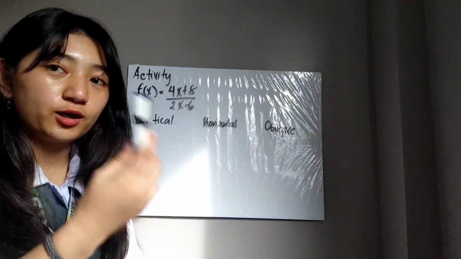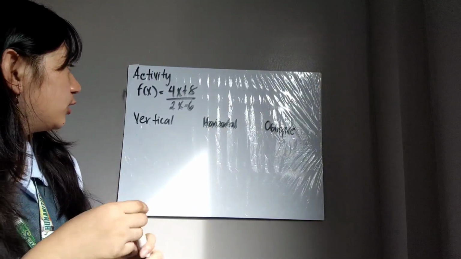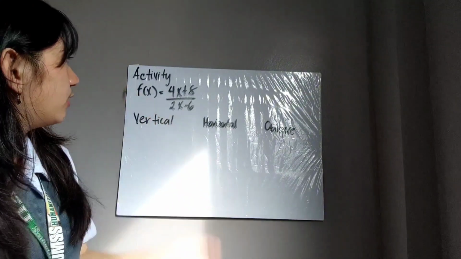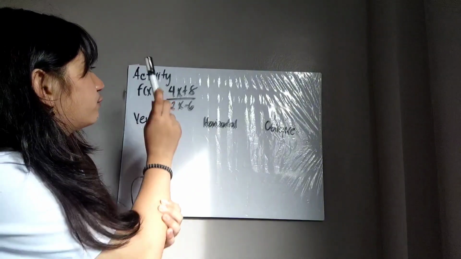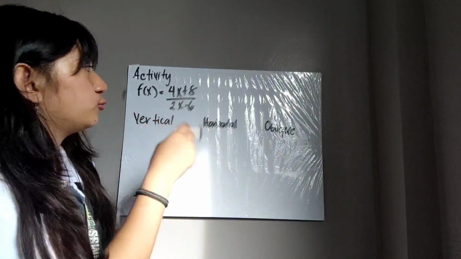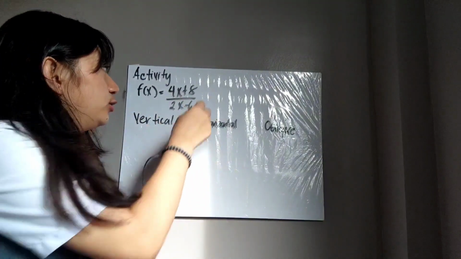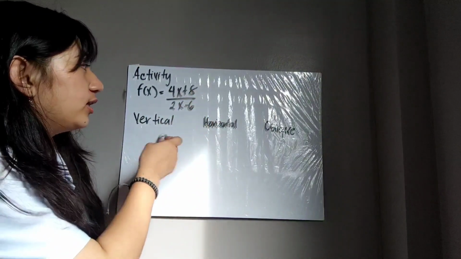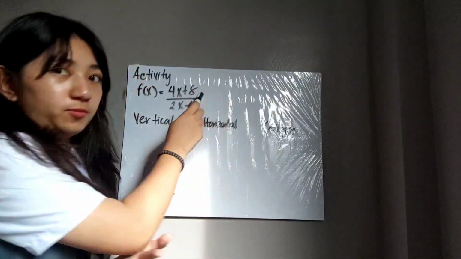So, here's our activity. If may natutunan kayo sa ating lesson or discussion by vertical and horizontal, complete using this equation, f(x) is equal to (4x + 8)/(2x - 6). Using this equation, i-solve na yung vertical, horizontal, and oblique nito ang equation.